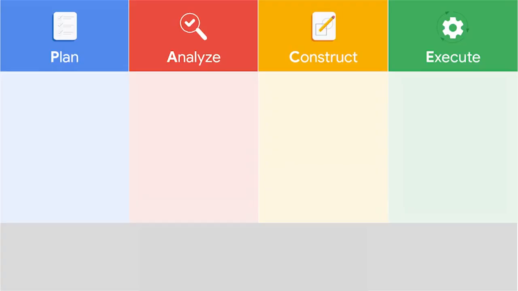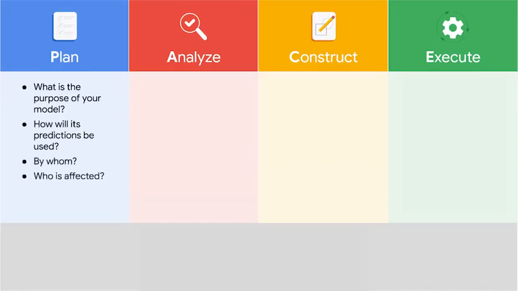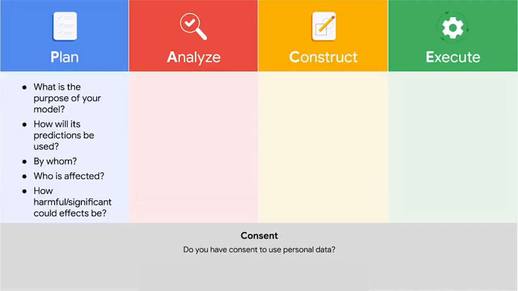Right away, you should ask yourself what the intended purpose of the model is. How will its predictions be used, and by whom? Who is affected by the model, and how harmful or significant could the effects be? If your model uses personal information, have these people given their consent for you to collect and use this data? Is there a way for them to withdraw their consent? Are they aware of what you're doing with their information?